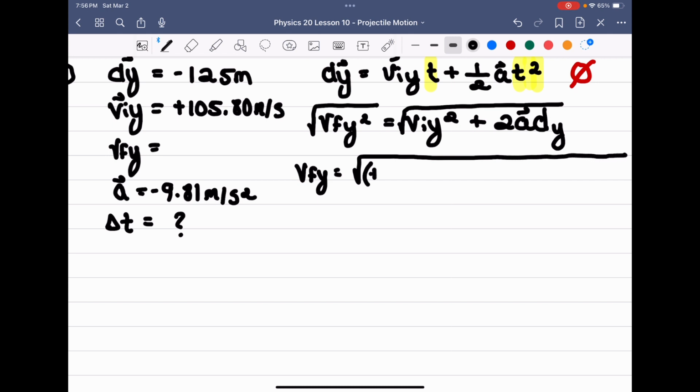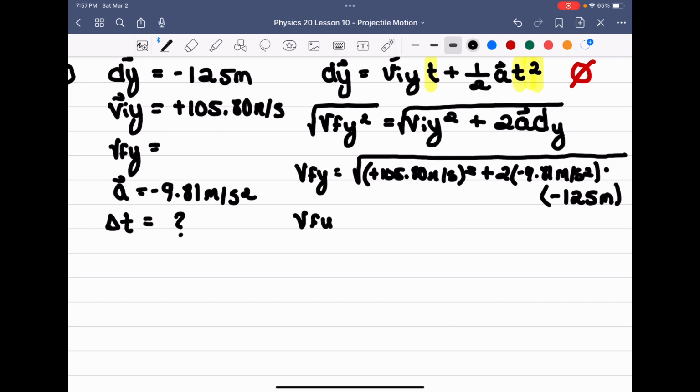Starting off with the first one, it was positive 105.80 meters per second, squared, plus 2 times the negative acceleration, negative 9.81 meters per second squared, multiplied by the displacement, which was negative 125. And I apologize for putting it in the second row. This is all being multiplied, so I'll even put a dot there just to show that that's multiplied. This is going to give me a VFy of, again, we want to put a negative here because this is talking about right before it hits the ground.